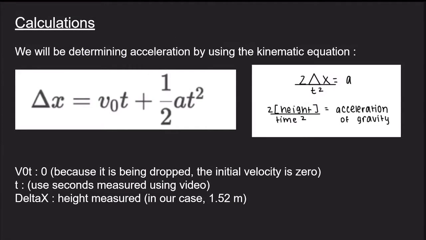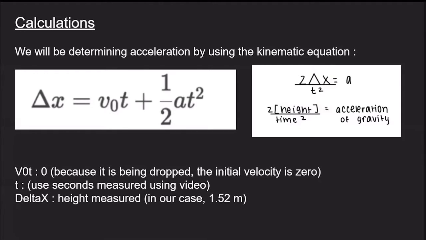In our calculations, we will be determining the acceleration by using the kinematic equation, which is delta x equals v0 times time plus 1/2 times the acceleration times time squared. So v0, because it's being dropped, the initial velocity is 0. It's starting from 0. t being the seconds used in time for our video. The delta x will be the height measured, and in our case is 1.52 meters.